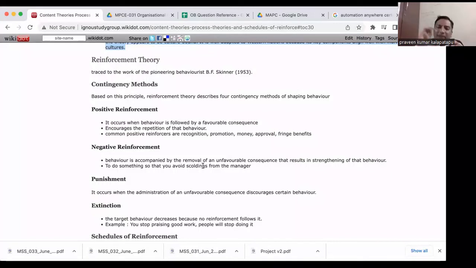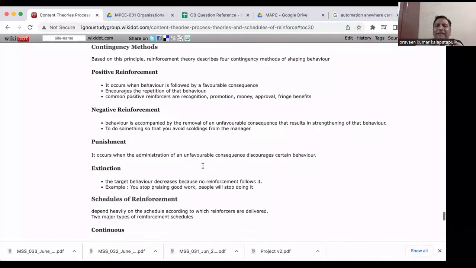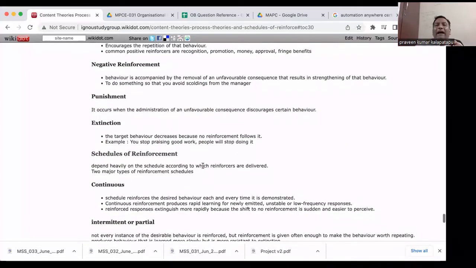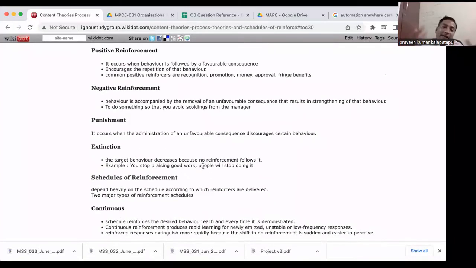The third type is punishment. Basically, I am getting the punishment for it. So if I do this, I'll get punished. That is the punishment part of it.